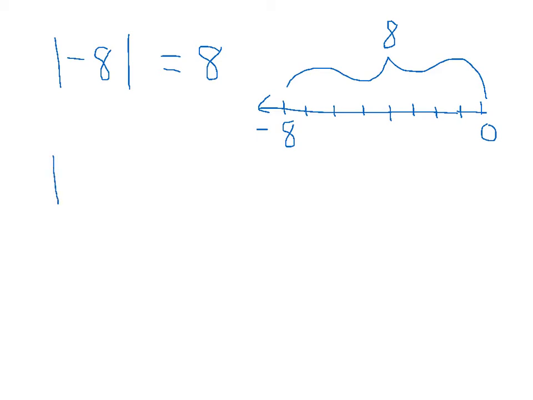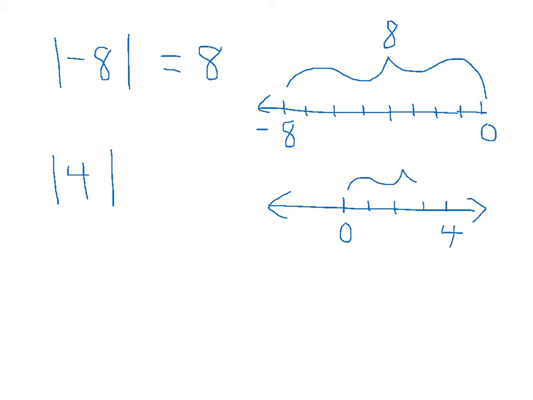On the other hand, if I say the absolute value of 4, I'm going to be smart and use an easier number. Here's my number line. If this is 0, I've got 1, 2, 3, 4. It's 4 units away from 0. So the absolute value of a negative number is positive, and the absolute value of a positive number is positive, because you can't have negative distance. So whenever you see these straight line symbols, it's the absolute value.